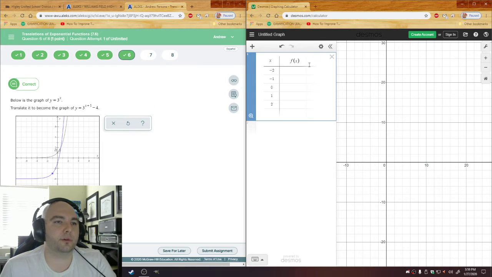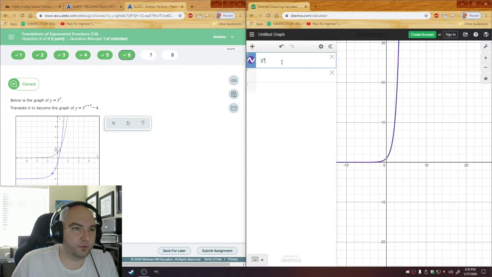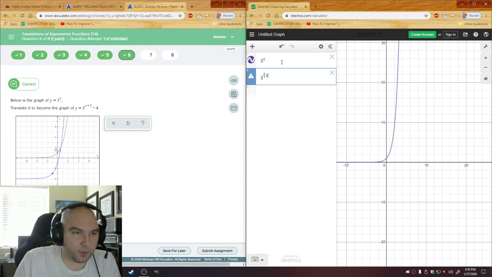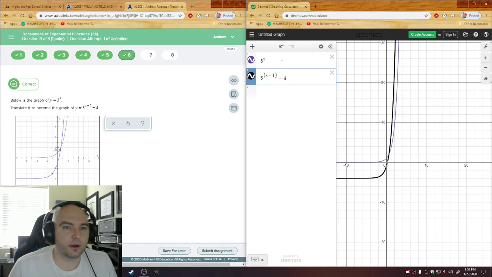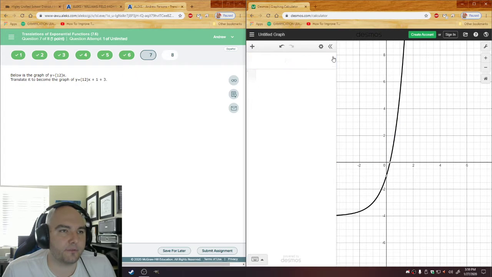Now, could you use Desmos? Maybe, if you want to try it on Desmos, I guess. You have to put 3 to the (x plus 1) minus 4 in parentheses, and you'll notice it kind of looks like that. I don't know if that's helpful in any way, because the point that I wanted to draw specifically, the left 1 and down 3, there you go, there it is. It's not really visible on the graph. So just use your knowledge. That's all you have to do. You don't have to graph any of this.